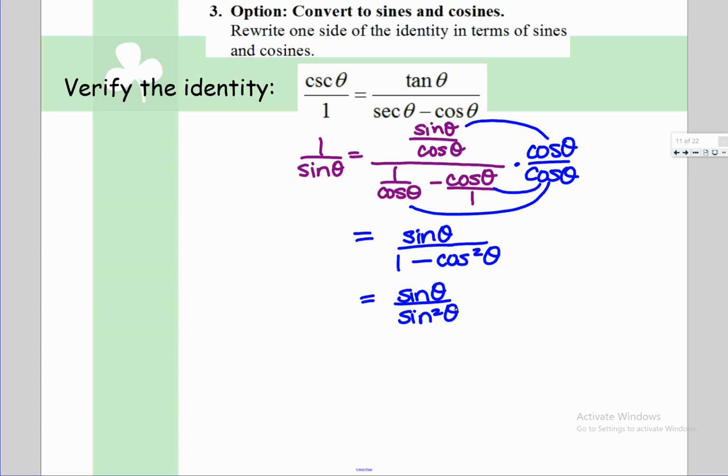Oh, and I have something over something squared. What can I do? Cancel one sine. It's a common factor. So what am I going to be left with if I cancel one sine? 1 over sine. And that's what I have on the other side. End of proof. All right, let's do a couple more.